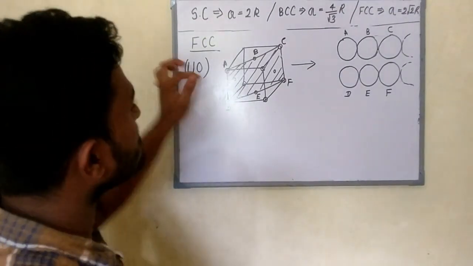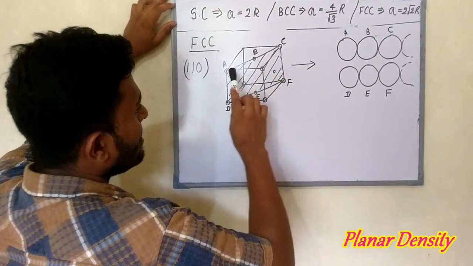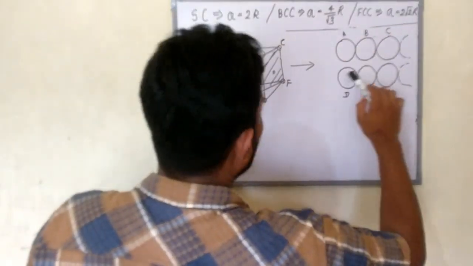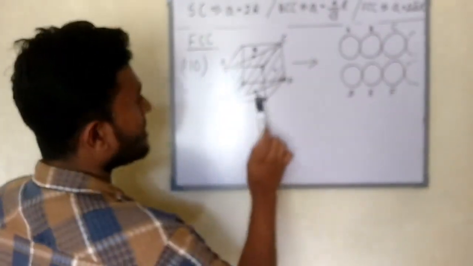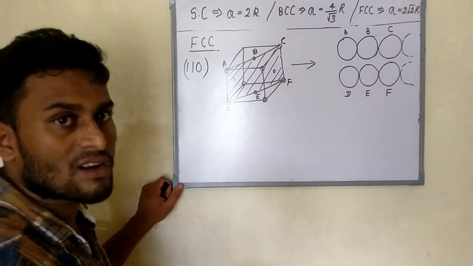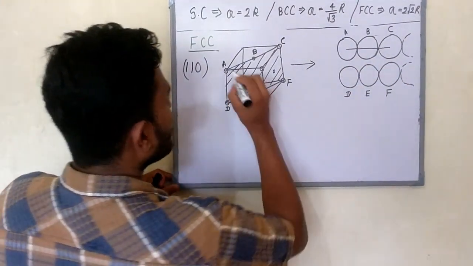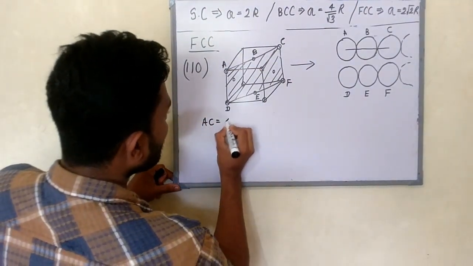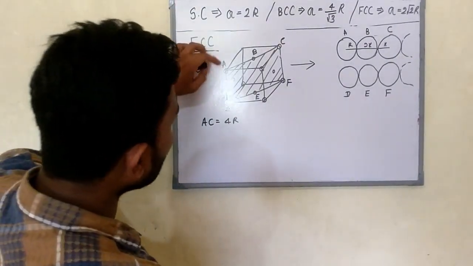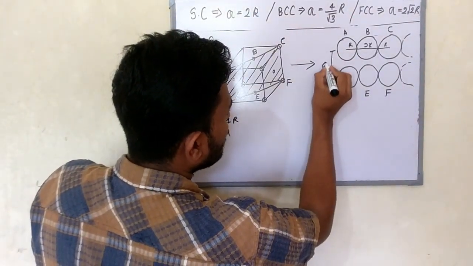In the case of FCC 110 structure, your plane is like this, such a rectangle. Here you can see this B atom and also D atom is in the faces. So from this we can write the shape like this. Here also A, B, C, D, E, F atoms are oriented like this. And normally face-centered structure is a close-packed structure. So this is also R, this is also 2R, and this is also R. So the value of AC will be here 4R, because this is R, this is 2R, and this is also R. And the value of AD will be A, the length of this one.